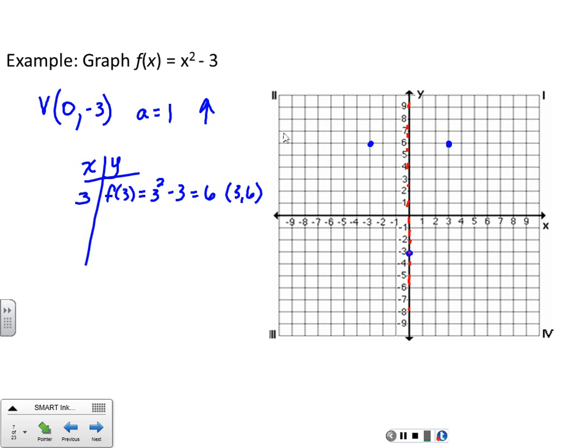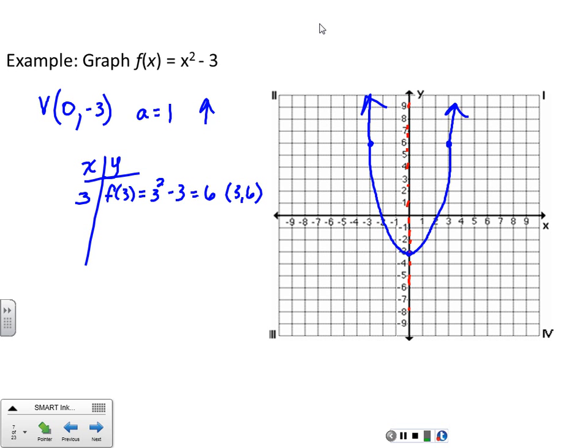So I have a vertex. I know that it opens up. I have 2 ordered pairs. Now what can you do? To the best of your ability, graph it. And there it is. This will take a while to wrap your brain around. It's a lot of stuff. Okay? There's a lot of ways that you can go. There's a lot of options.